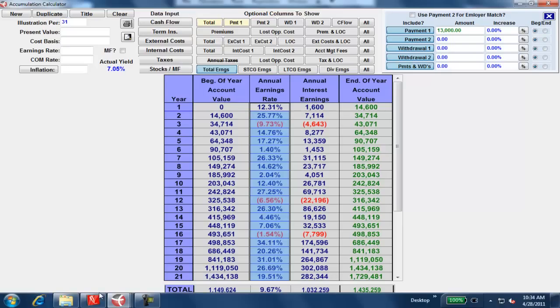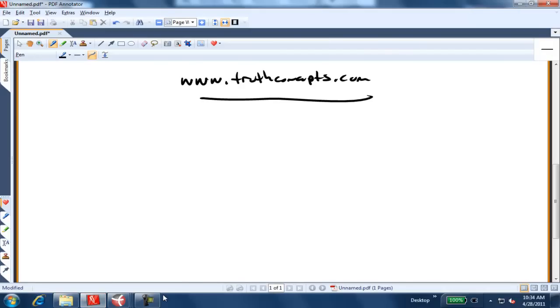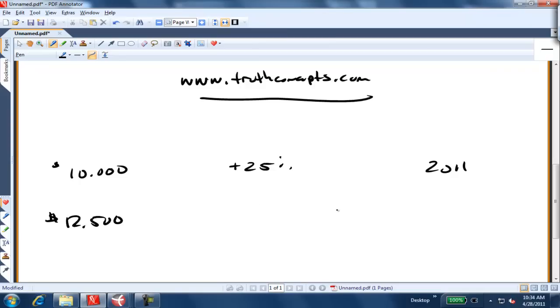So to illustrate that, let me use a very simple example. Let's say you had $10,000 that you had contributed to a mutual fund, and in 2011 it earned 25%. So your balance goes to $12,500. Let's say in 2012, you lost 25%. So your average rate of return would be 0.